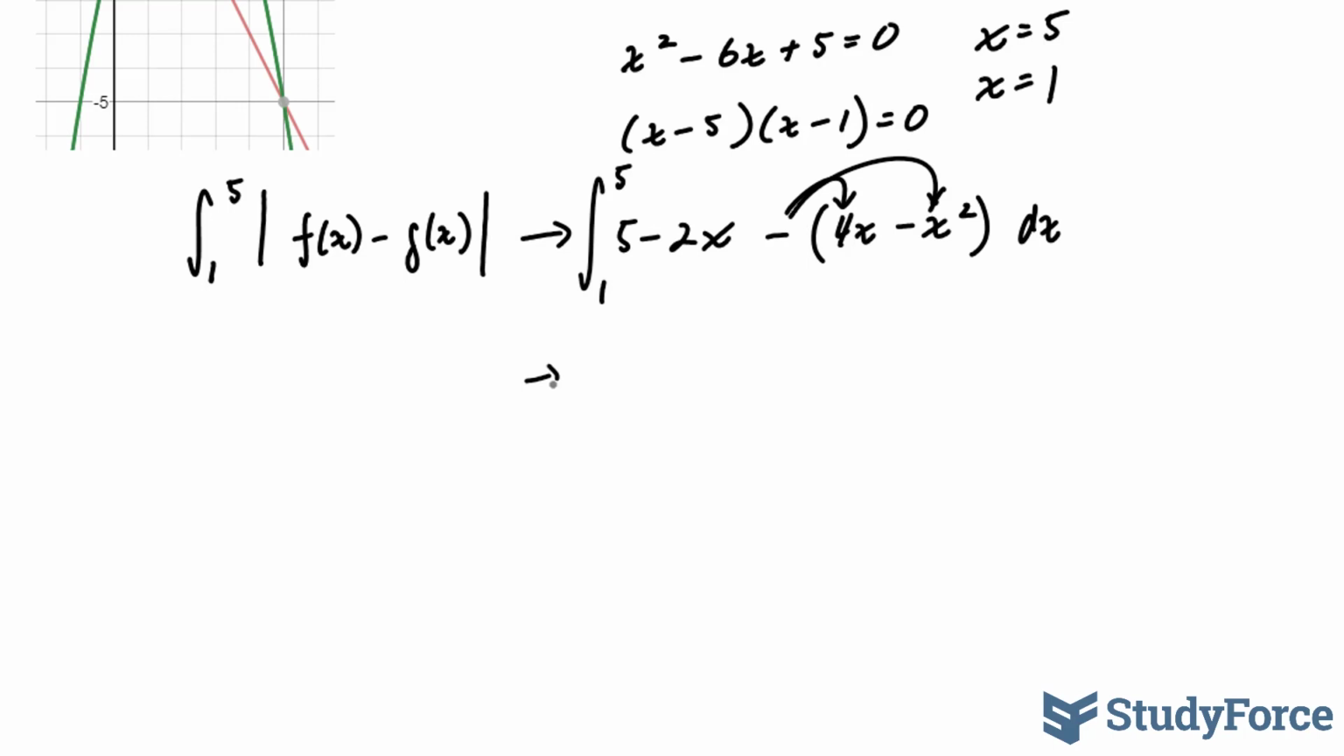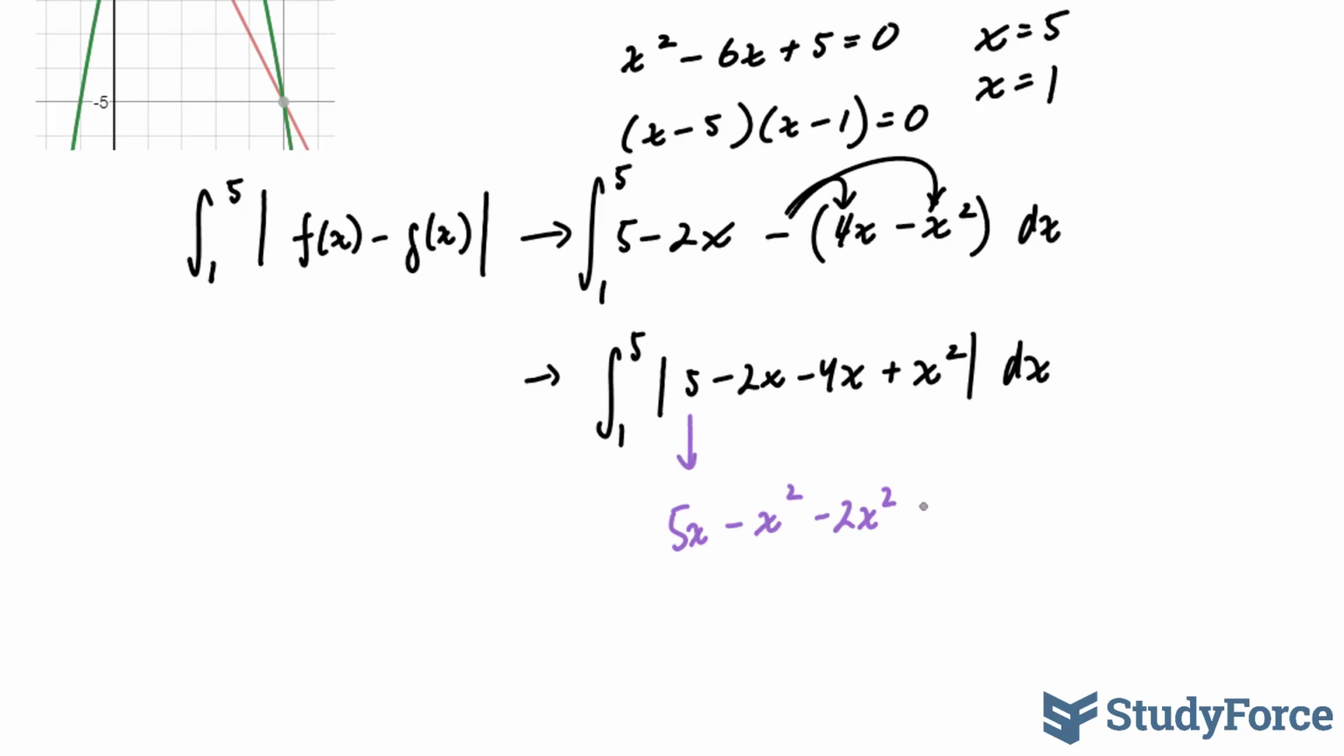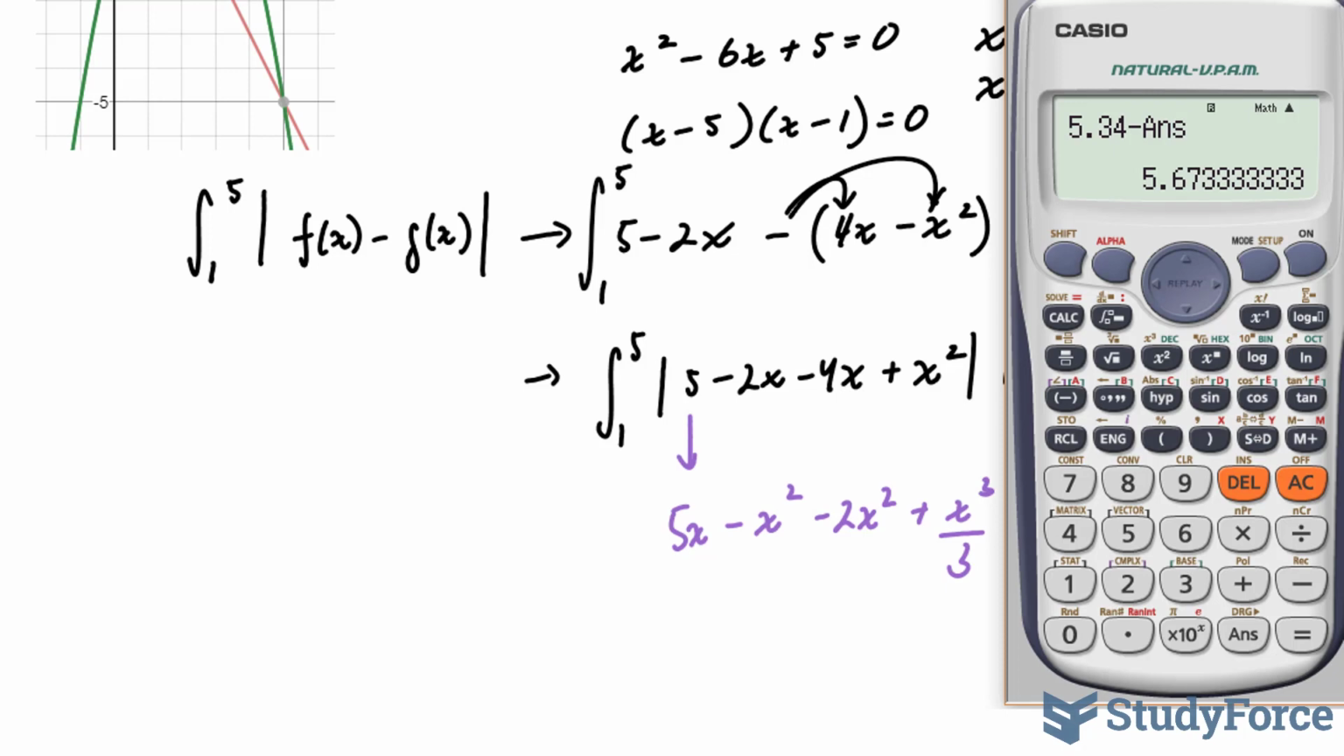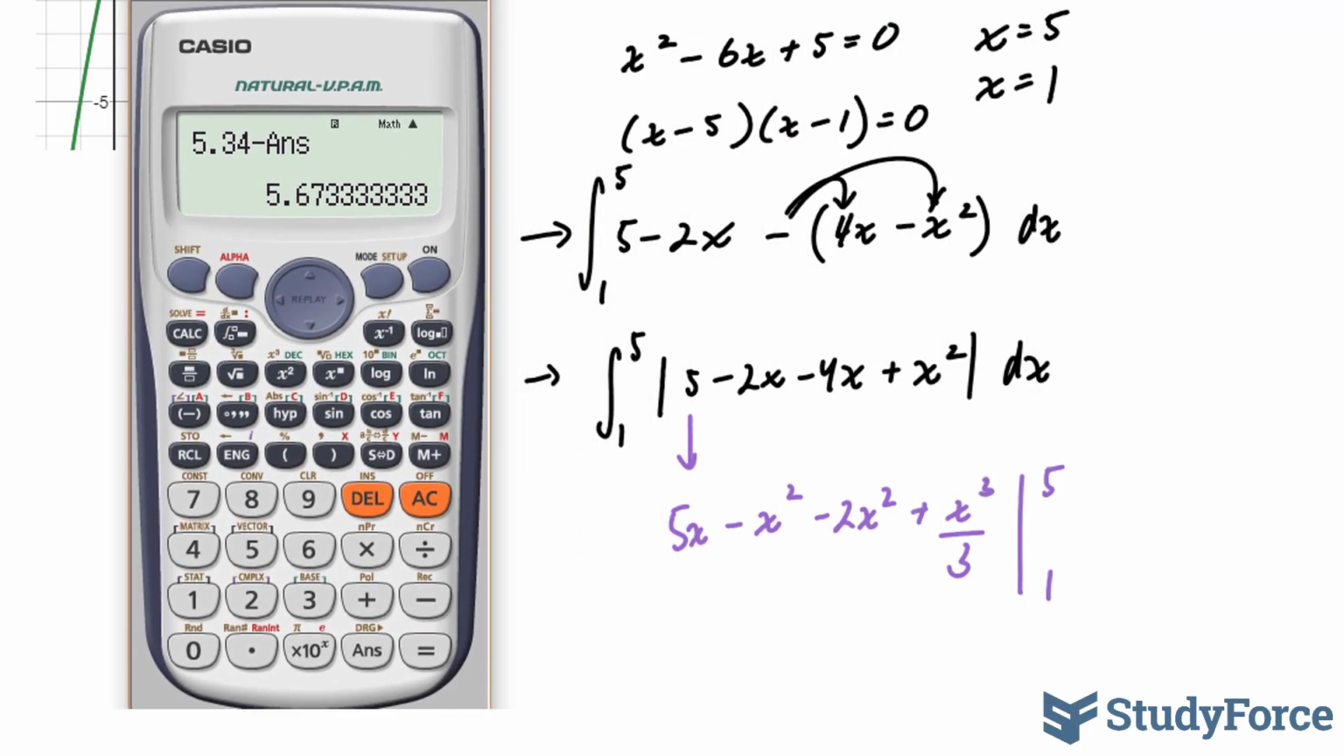And if we do that, we have 5 minus 2x minus 4x plus x to the power of 2. And what we're going to do is find the antiderivative of each of these terms. X to the power of 2 is x to the power of 3 over 3. And now we're going to evaluate this at 5 and 1. So we'll start off with 5, and we're going to use our calculator to speed this up.